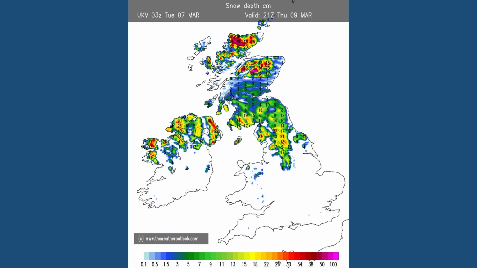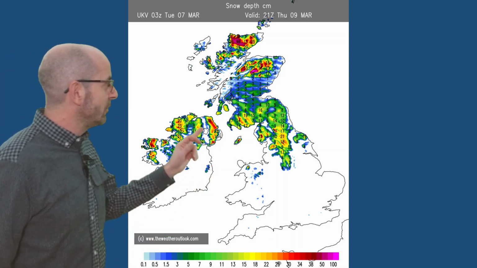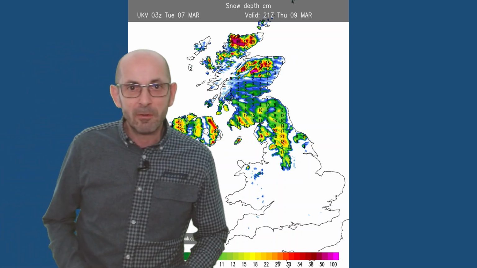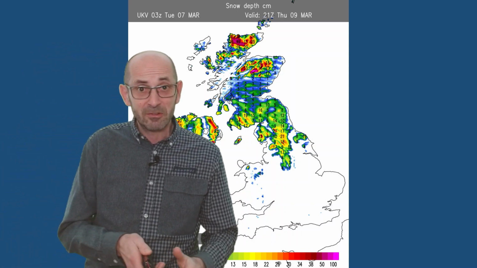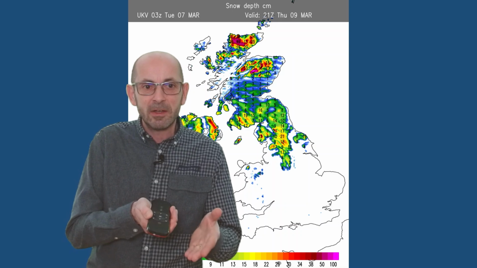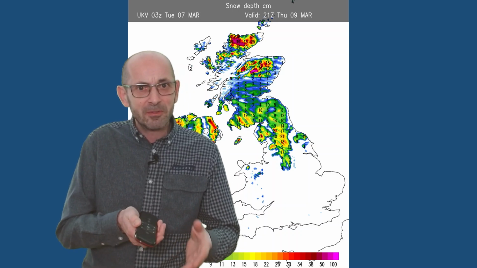If I move forwards to 21 GMT, the snow risk now is pushing northwards, and there's some heavy falls being suggested here in northern England, particularly I would think over high ground, also Northern Ireland. If you see some of the values here in Northern Ireland, close to 30 centimetres, if this is correct. So again, it's likely to be over higher ground, but really is the potential here for significant disruption.